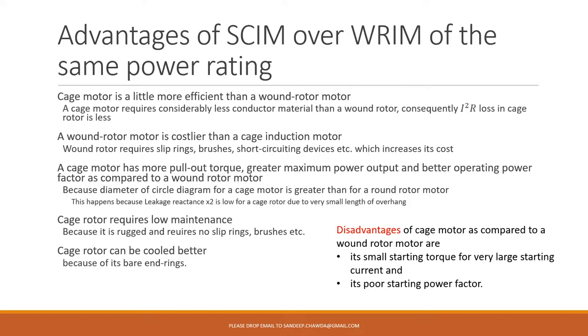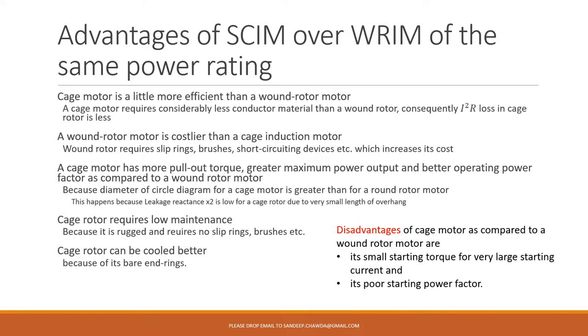Okay, so cage motor, when we talk in terms of efficiency, it is going to give you better efficiency than wound rotor motor of same power rating. How would efficiency be high? Losses would be low. The I square R losses, that is less in cage rotor induction motor because it requires less conductor compared to wound rotor induction motor.